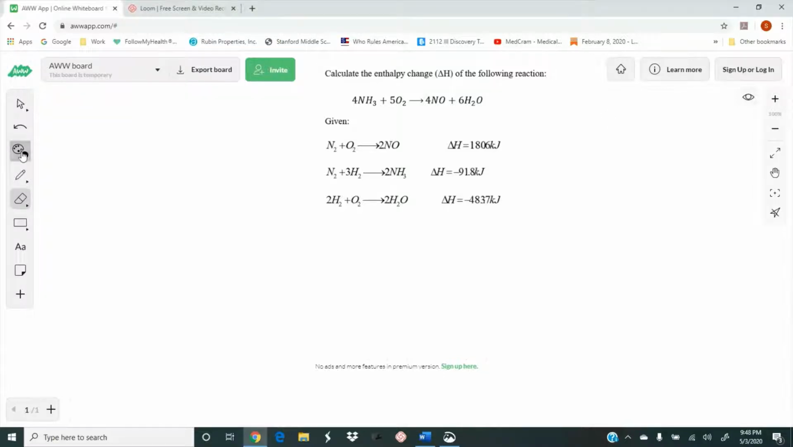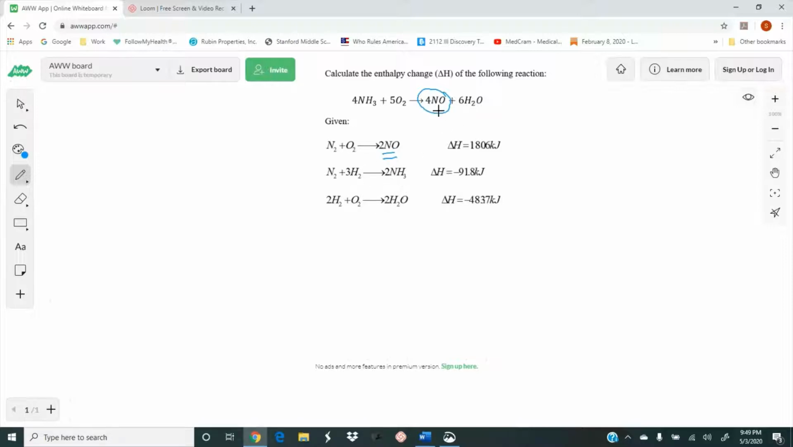I'm going to start off by changing the color here on my pen, because I want to go over a little bit of strategy. Sometimes people look at this and go, how am I supposed to get this from these guys right here? But as you can see, these equations contain some of the substances here. So for example here, NO is going to be a product. And NO is found right here, and it's the only place NO is found. So we only find it in the first equation and not the second or the third.